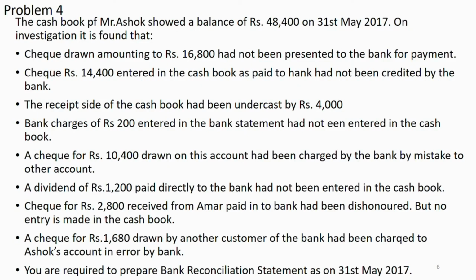The receipt side of the cash book has been undercast by 4,000. Receipt side means the side which adds up or increases the cash book balance has been undercast. That means the total is less, because of which my receipt side is showing less, because of which in turn my cash book bank balance will come down when compared to the passbook balance.